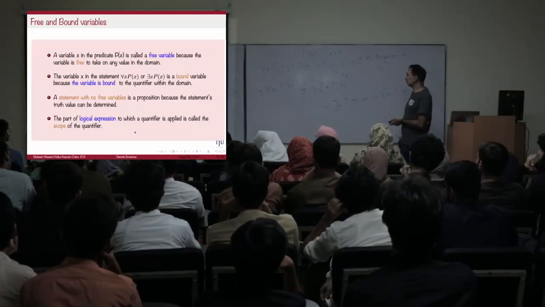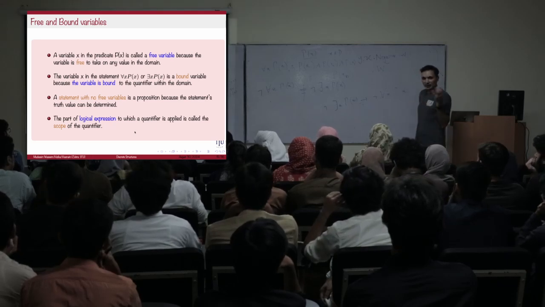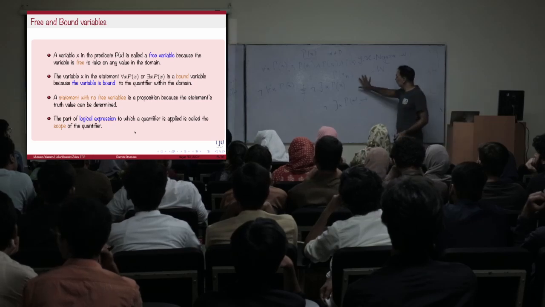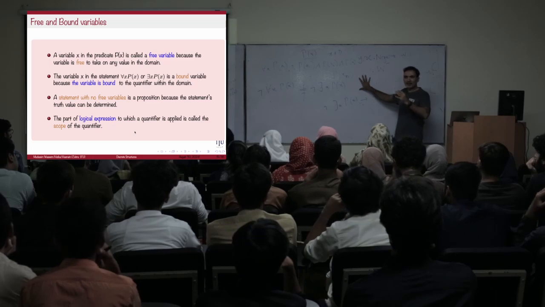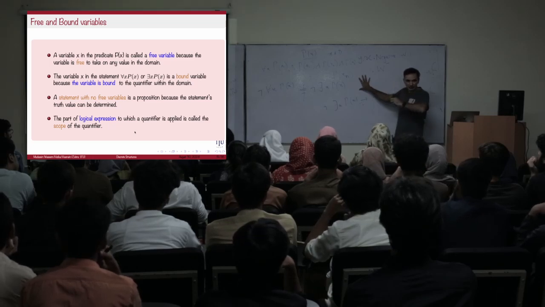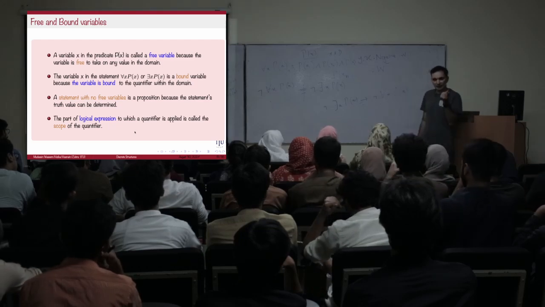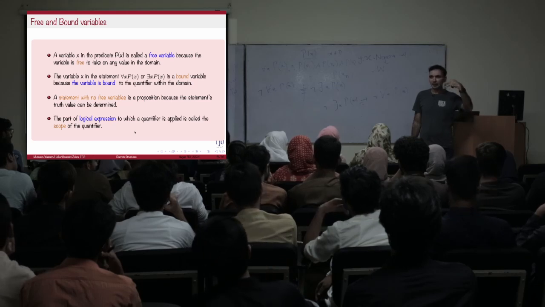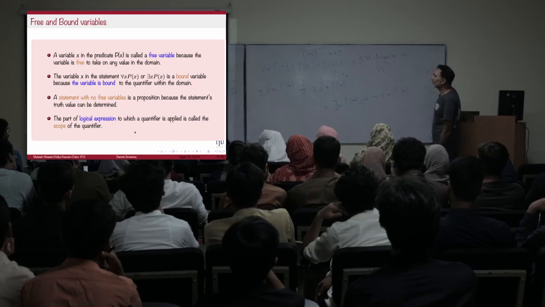Free and bound variables. When you have predicates, some of the variables are free and some of them are bound. To make a predicate into a proposition, you need to bind every variable in the predicate. Here we have bound all the variables. The variables that are not quantified, what are they? They're free.